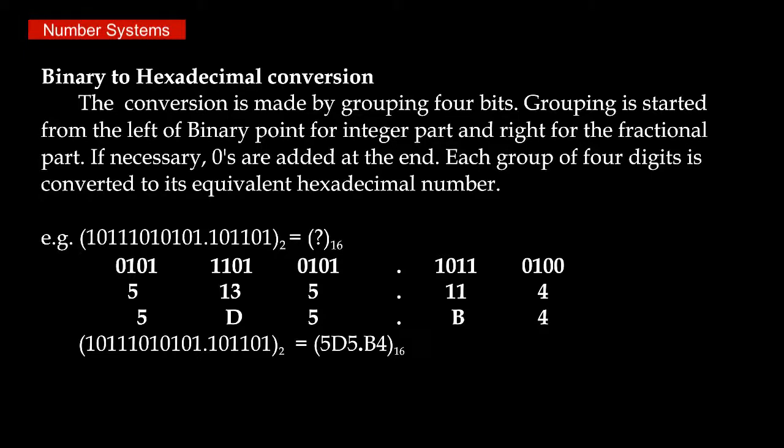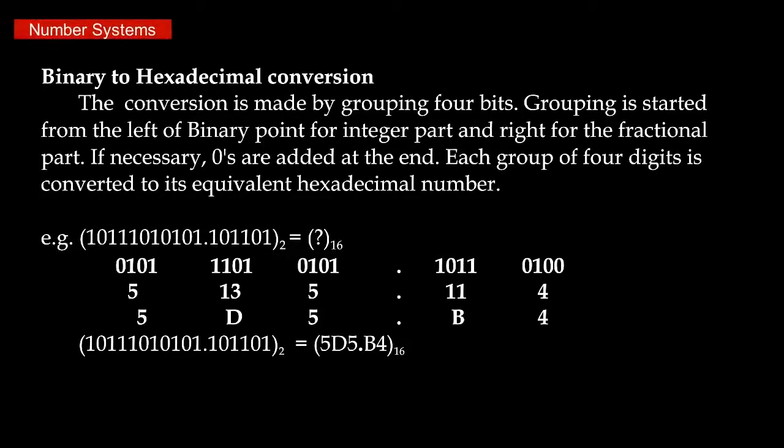Now we will see binary to hexadecimal conversion. For this conversion, the binary digits must be converted in groups of 4 bits, that is, in the form of nibbles. You can see the binary point: towards the left-hand side there is the integer and towards the right-hand side there are fractions. Integers are grouped from the left in groups of 4 and fractions are grouped from the right.